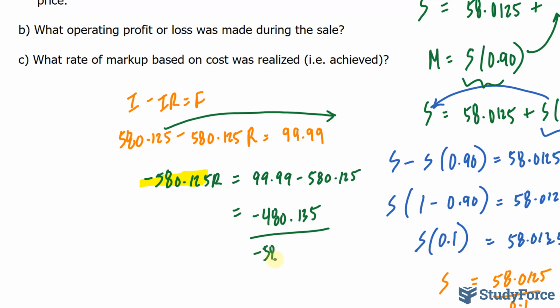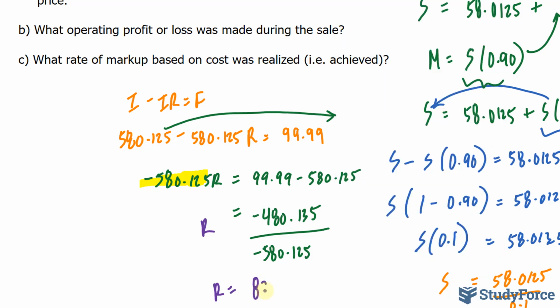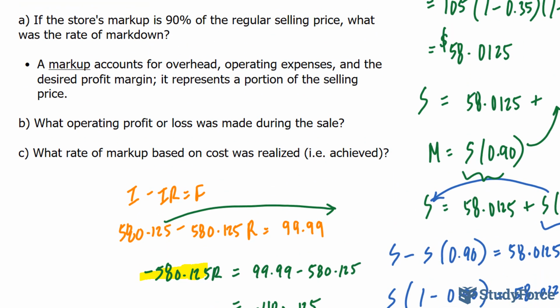So that's 580.125. Don't forget that it's negative. And whatever you end up finding, you multiply it by 100%. So don't forget that part. R is equal to the number on our screen divided by negative 580.125. And we multiply this by 100%. This means that the rate of markdown is roughly 82.8%. Let's move on now to question B.